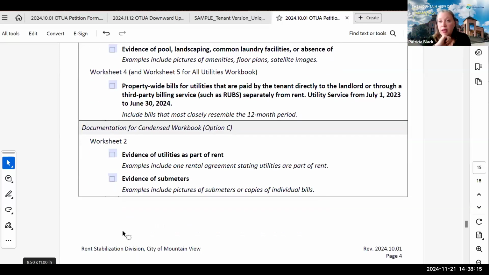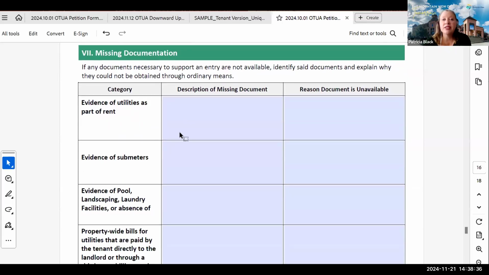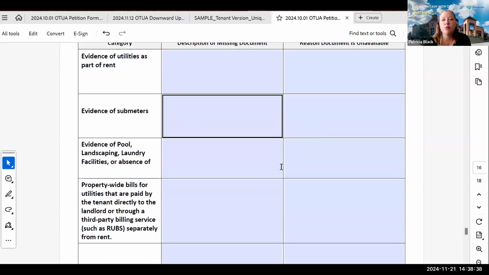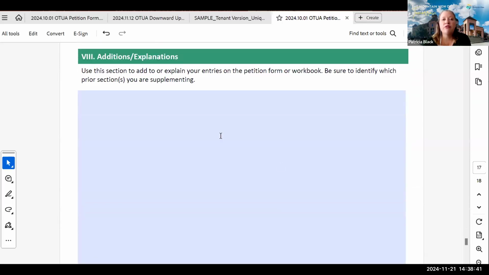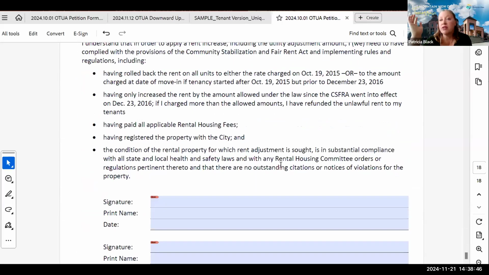If you are not using workbook A or workbook B, you are using workbook C, and that's for our condensed people who already include utilities in part of rent. For that, you would be providing this information. If you have any missing documentation, you're going to describe the missing documentation and the reason why it is unavailable. You can provide some information to us if you have any explanations that you'd like to provide. And then finally, once everything is ready to be served on your tenants, you're going to go ahead and sign and date the petition. So this is the petition form.